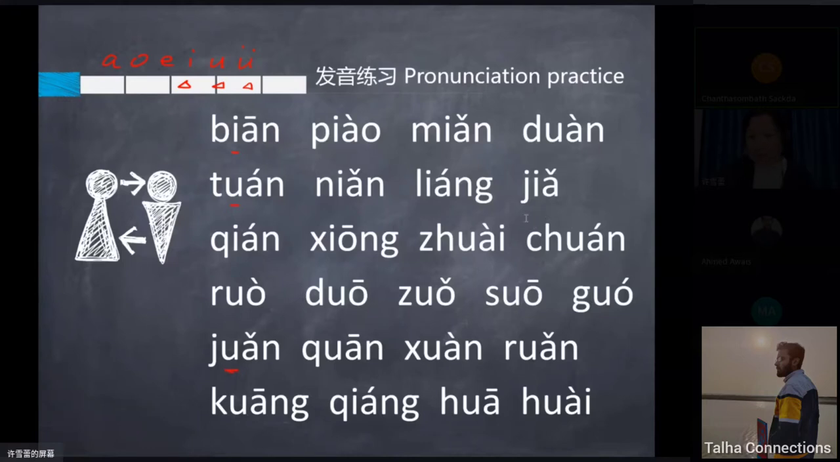Oh, yeah, good. How to know when two dots are to be removed? It only works with j, q, x. If they work with initials, only initials j, q, x, well, take the two dots away. Okay, they are very powerful. J, q, x, they are very powerful. They don't want to see the two dots, like two eyes. So they take them away, right? Very cruel. Okay.